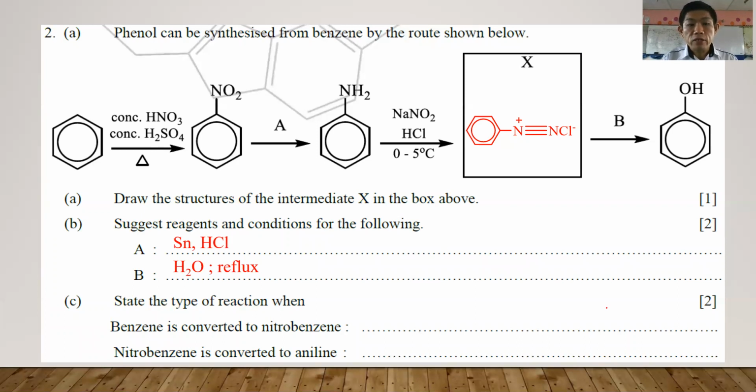C, state the type of reaction when benzene is converted to nitrobenzene in step 1 here. As you can see, this is an electrophilic aromatic substitution reaction, so the answer is pretty straightforward. Whereas nitrobenzene becoming aniline is actually a reduction reaction. So you must know by yourself the type of reaction that takes place when these reagents and conditions are applied.